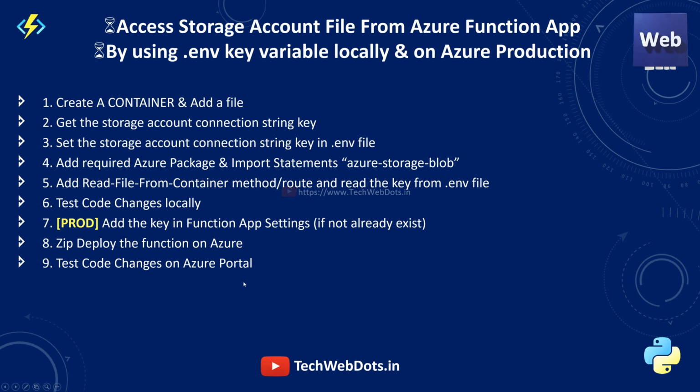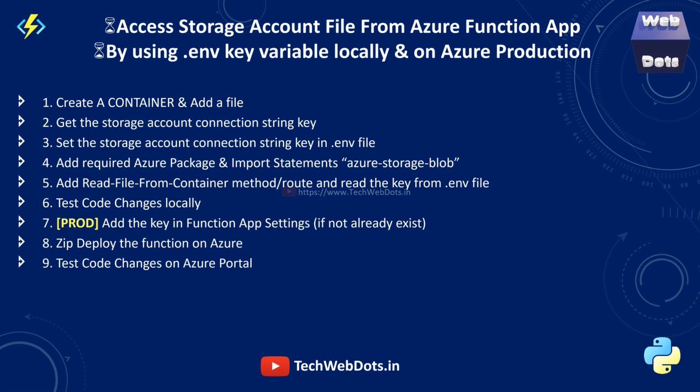We'll test this locally, and after that I will publish those changes through zip deploy. For that we have to add the storage account connection string in the app settings of the function app. Then we will do the zip deployment through Windows PowerShell, and then we will test our code on the Azure portal as well.